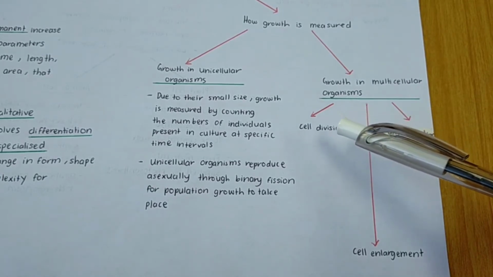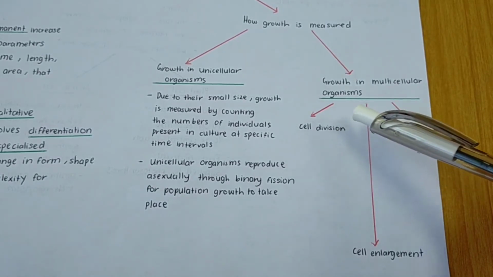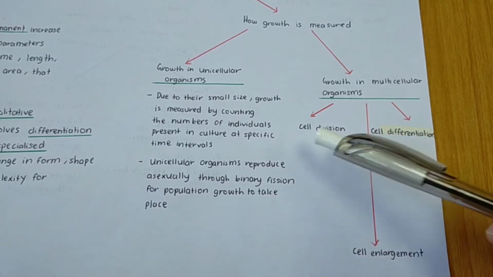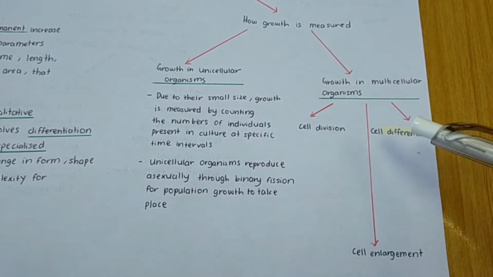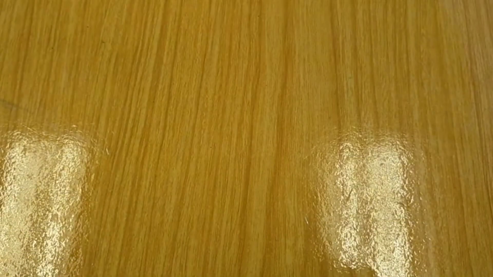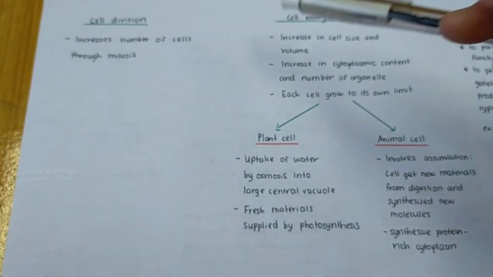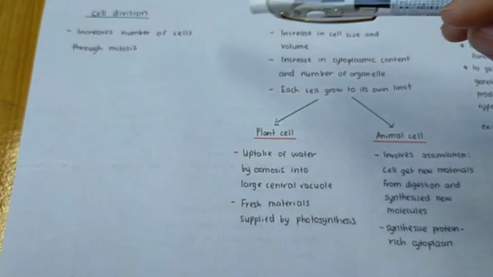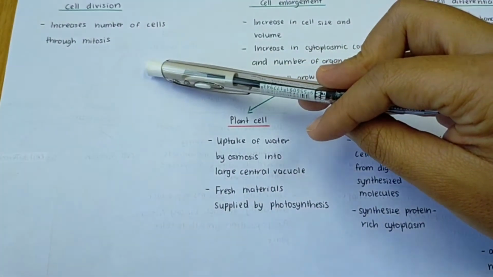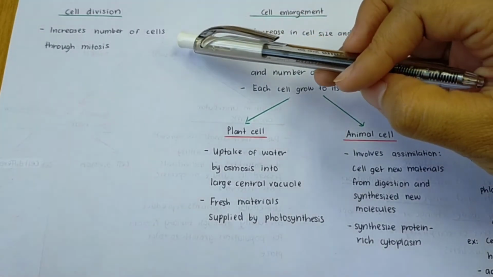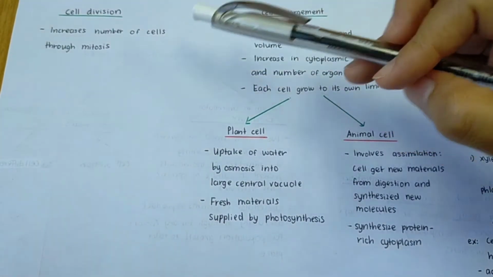For multicellular organism, the growth of multicellular organism have three phases. The first one are cell division, second cell enlargement, and then third are cell differentiation. Okay, so now we look one by one. The growth in multicellular organism. So firstly, what is cell division? Cell division, it will increase in the number of cell through mitosis. So means that macam mana bilangan sel tu boleh bertambah adalah melalui proses mitosis.